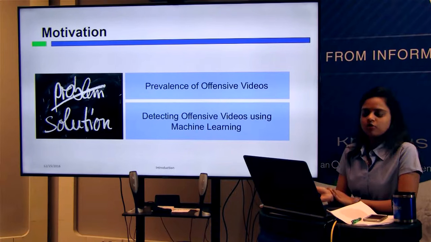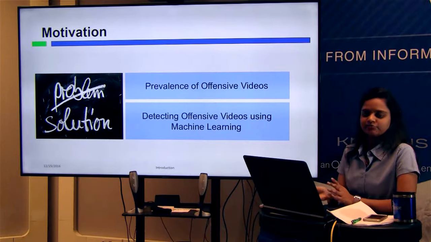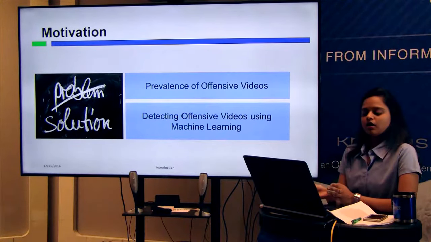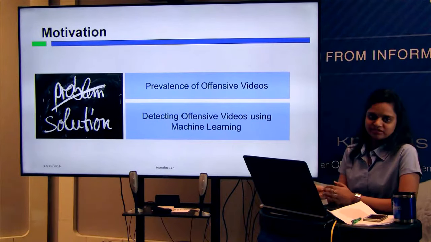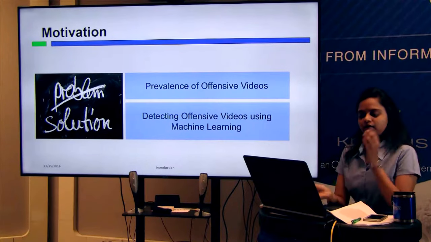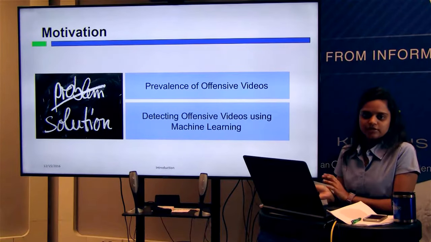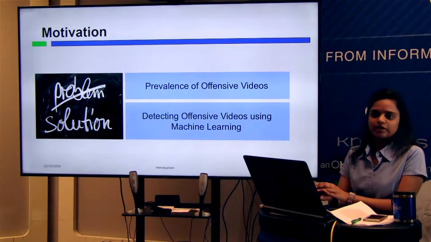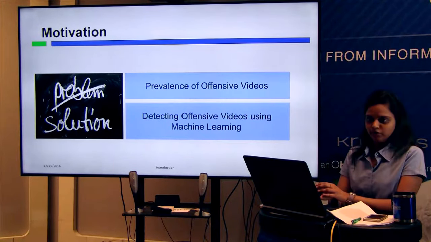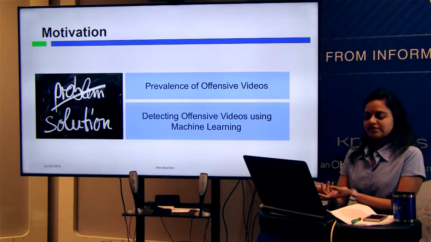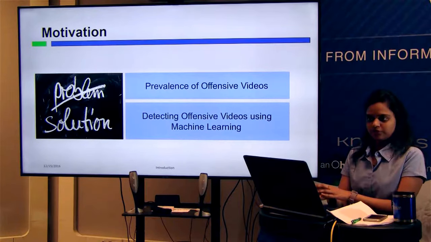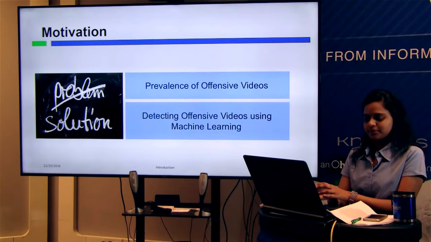These consequences of misuse in various video sharing websites motivated me to detect them. So here is my problem statement. Finding offensive videos that have a serious effect on people, and we define the solution of this problem as detecting offensive videos using machine learning algorithms. We find features that discriminate offensive videos from non-offensive videos using machine learning algorithms.